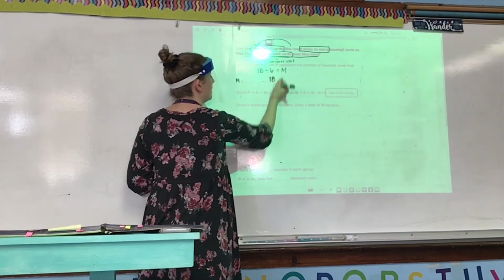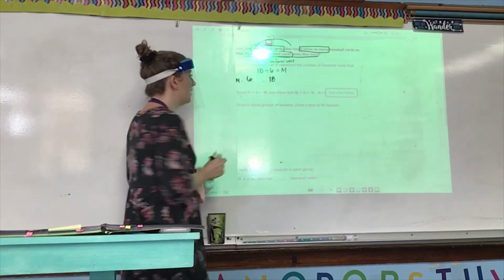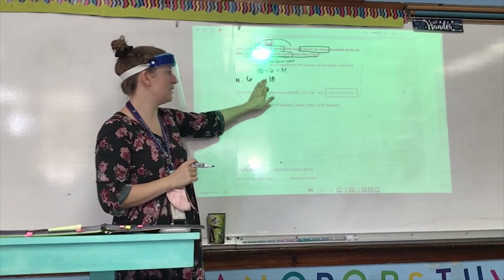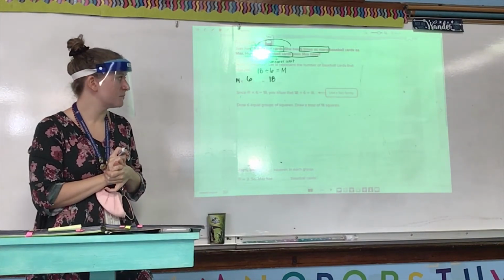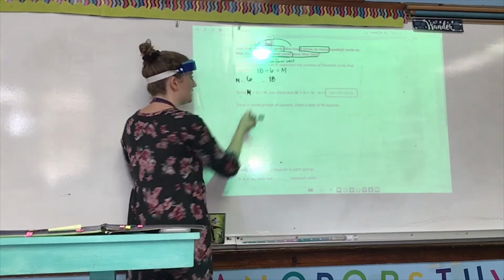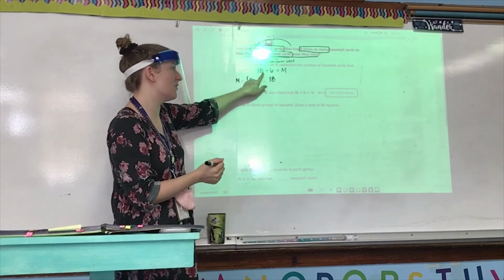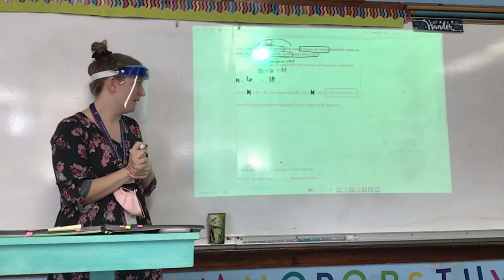Which means our other blank, we put our only other number. M times 6 equals 18. That's our related multiplication fact. Since M times 6 equals 18, you know that 18 divided by 6 equals M.